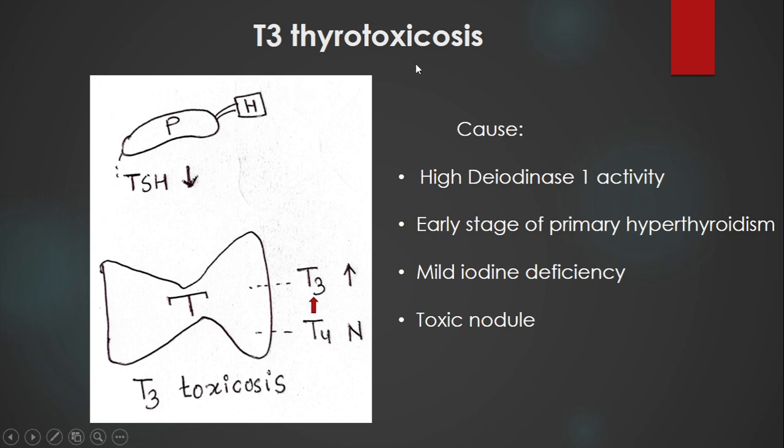What can be the cause is high deiodinase activity. That means more T3 is produced from T4 due to the high deiodinase activity, or it can be seen in the early stage of primary hypothyroidism, or in mild iodine deficiency. In mild iodine deficiency, all iodine gets diverted towards synthesis of T3, or in case of a toxic nodule, this type of picture can be seen.